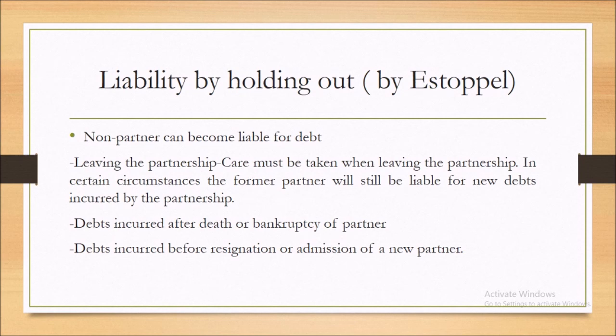Then debts incurred before the resignation or admission of a new partner, right? Those partners are still held liable by estoppel, because whatever condition was made under estoppel cannot be changed, right? The first condition will be considered for the estoppel, right? Estoppel is there to refrain a person from withdrawing their first act, where if they have made a promise, they cannot reverse the promise under the principle of estoppel, if you can remember.